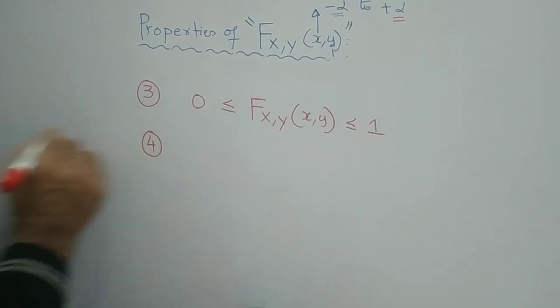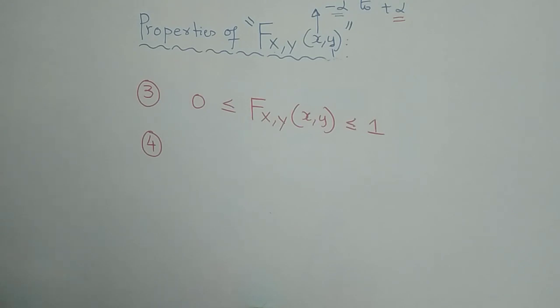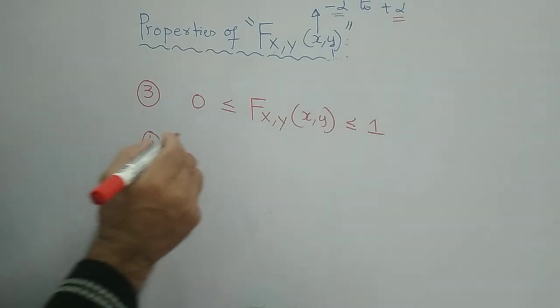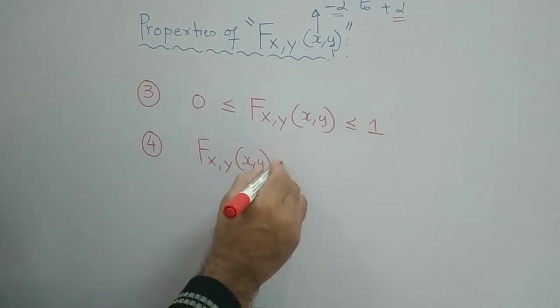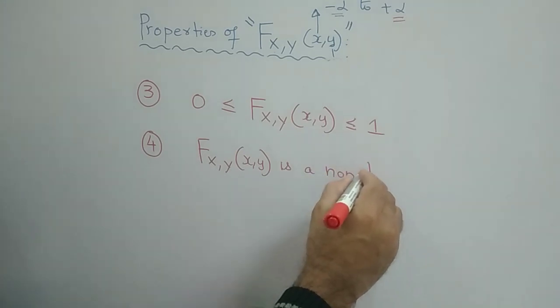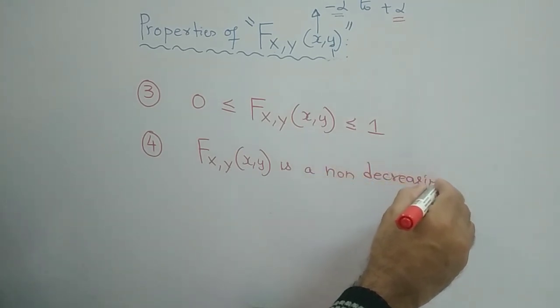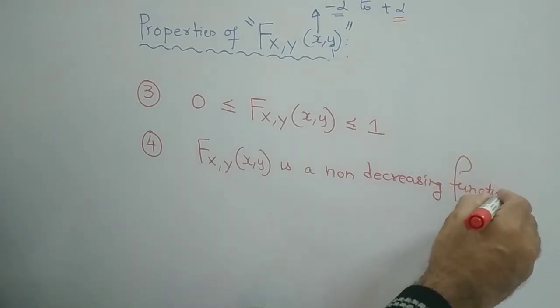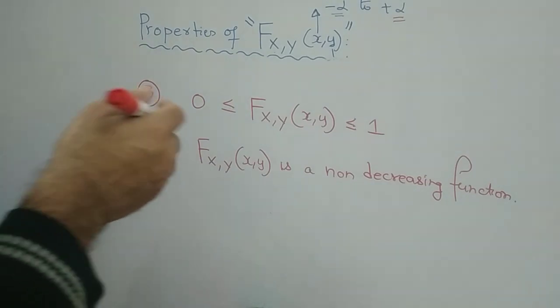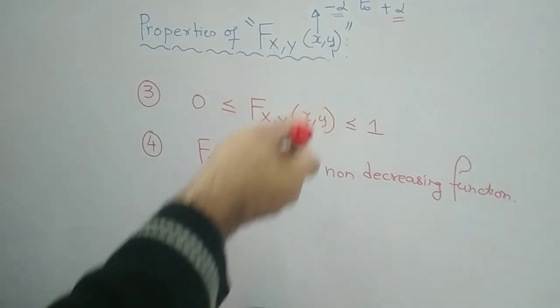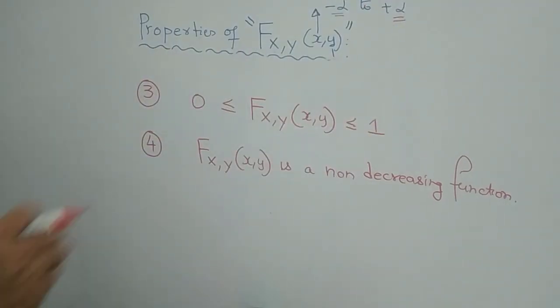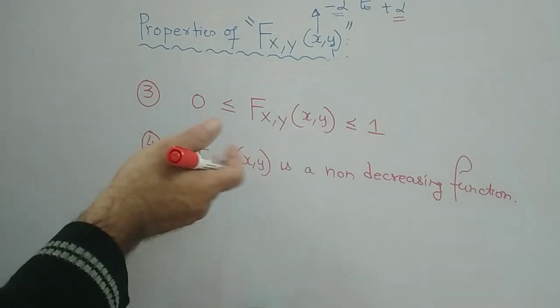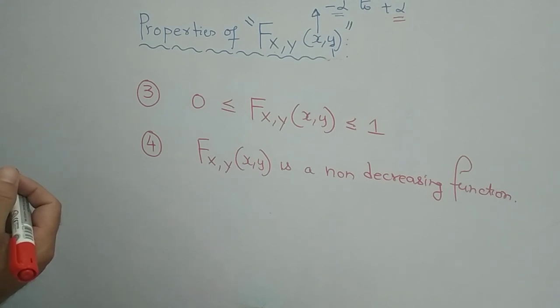And there is one more property, the fourth property of the distribution function. You write like this: F of x comma y is a non-decreasing function. It is a non-decreasing function actually. That means it is an increasing function. It will never decrease. So that is the property. Clear? I think we will finish off this presentation here. And with this, these are a few important properties of this distribution.